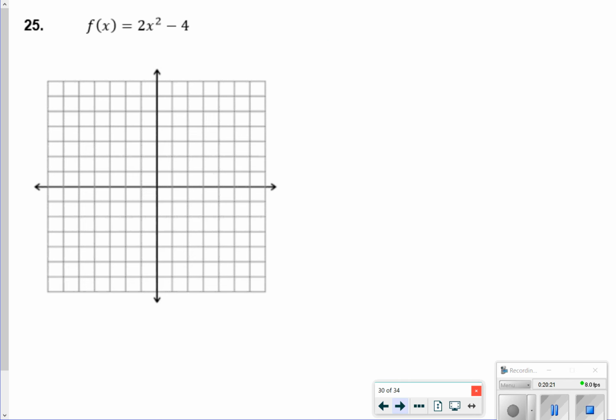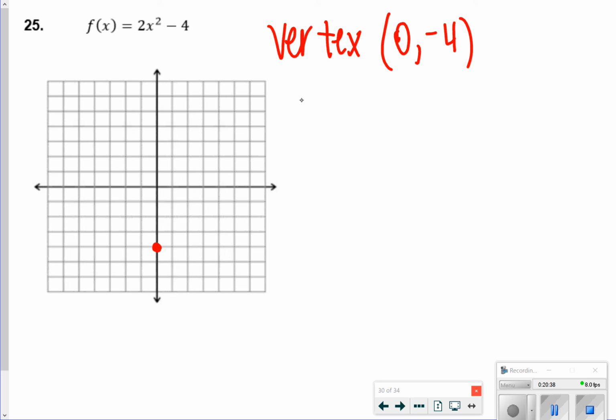And then the last one, again, you can just find your vertex first, since this is technically in either standard or vertex form. Your vertex is 0, negative 4. There's no h, but there's a negative k. And then we can just use maybe x is equal to 1 and x is equal to 2.